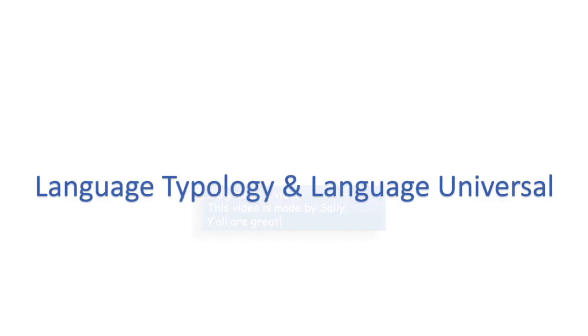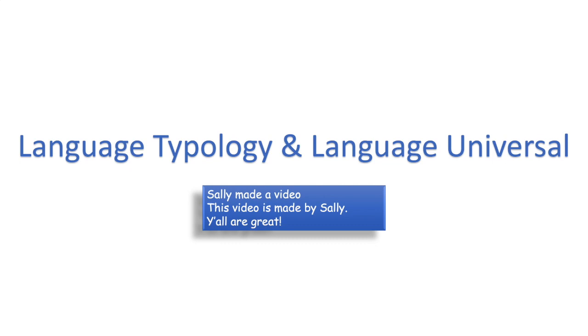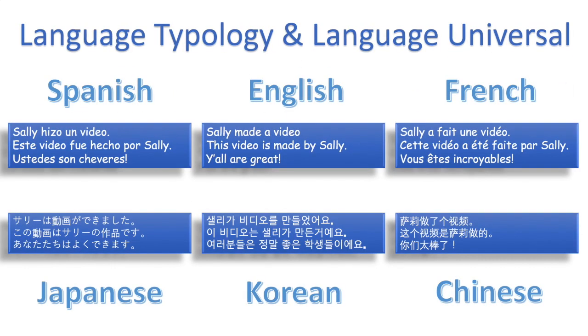Before we get into both of these terms, let's look at some language examples. First, look at these sentences. The three sentences here are expressing two very simple ideas. These ideas here can be expressed in English or in many other languages. So, to explore the topics of language universal and language typology, let's first observe some language data from 6 languages, including English. They are all expressing the same idea.